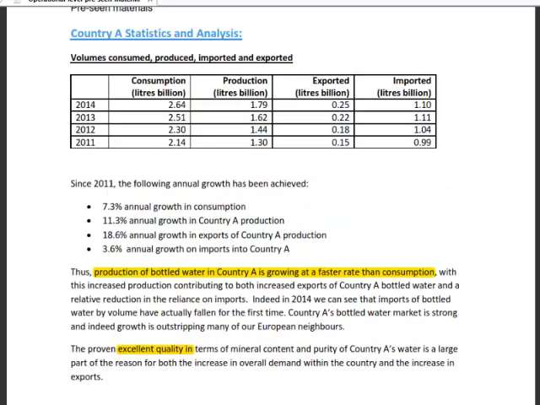Some interesting information here, but how relevant is it to the person who's going to be a trainee accountant? I'm not so sure. Sometimes these case studies can have a lot of material, a lot of data, which is really a distractor rather than getting to the point. But we can see here the production of bottled water in country A is growing at a faster rate than consumption. So that doesn't bode too well. But there's obviously some excellent quality in terms of mineral content in country A's water. Is any of this useful? We'll come back to this when we do film 2.